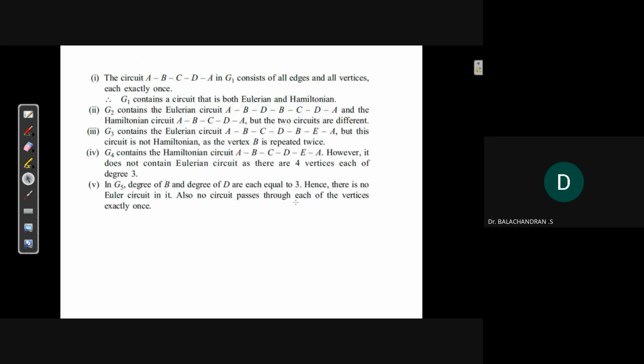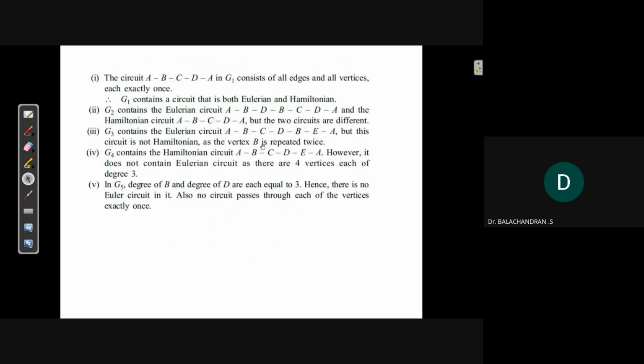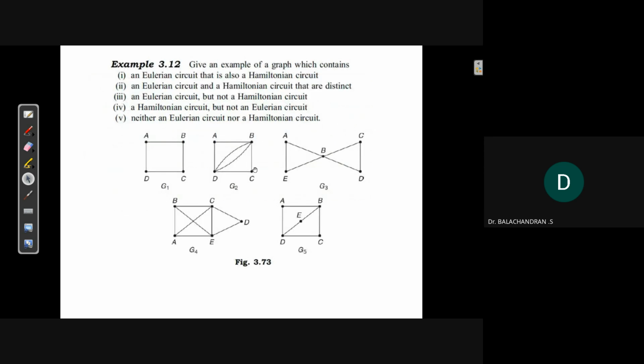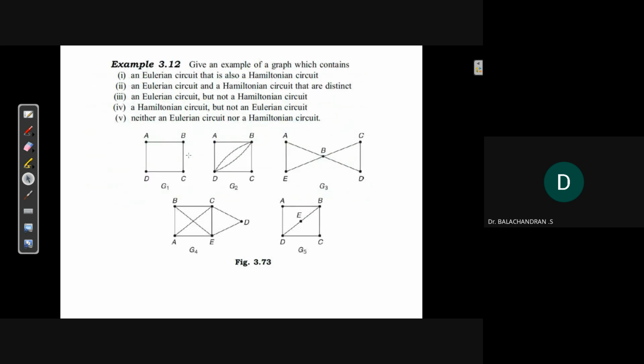You can check it. So G2 contains an Eulerian circuit. What is the Eulerian circuit? A, B, D, check it. A, B, D in this way, and then again D to B, again D to B, and then B to C, C to D. Maybe I'll take a snapshot.